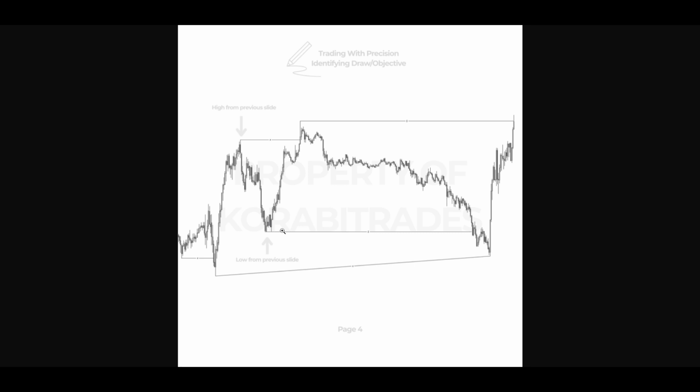Now, this is completely fine. So this would be my new area of interest, not this low. I preferably want this low, manipulate this low, shift in structure, and then look for either an inversion model or continuation model into that new engineered high. This works best with bullish order flow.